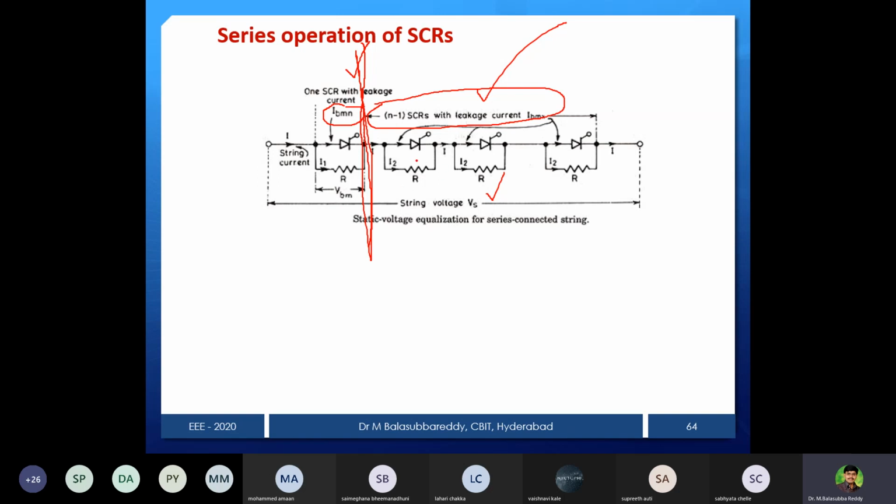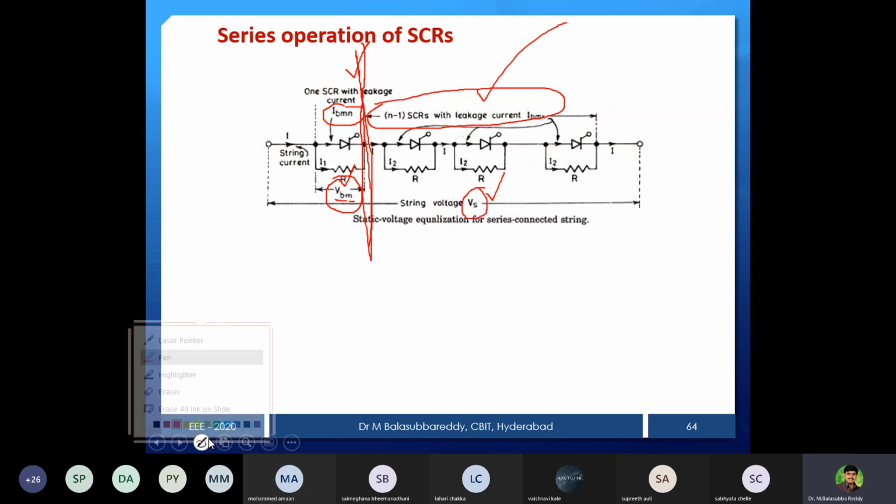But now what is this? The drop of each will be the same, no? Because the same current I2 passes here. Then I2R plus I2R plus I2R. Then what is the total drop? N minus 1 into I2R. What is this drop? I1 into R. Let me consider I1 into R as VBM, the maximum forward blocking voltage. VBM is nothing but the maximum forward blocking voltage. So I1R plus n minus 1 into I2R is equal to Vs.